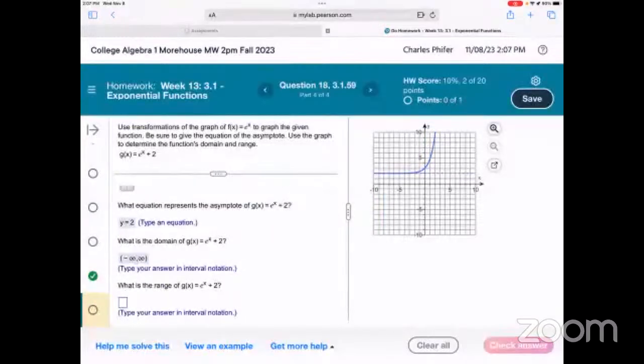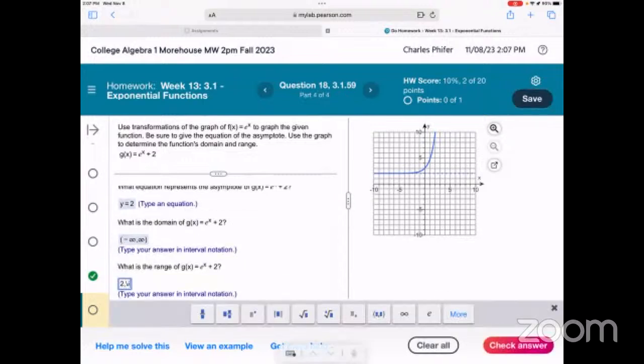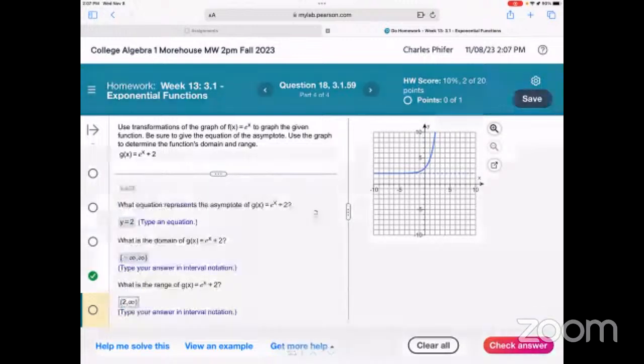And then the range is the very bottom to the very top. Generally speaking, it's 0 to infinity, the open interval. But because we moved it up by 2, now it's going to be 2 to infinity, the open interval. So (2, infinity). Infinity always gets the parenthesis. And because we have a horizontal asymptote at 2, 2 gets a parenthesis as well. That's what I mean by the open interval.